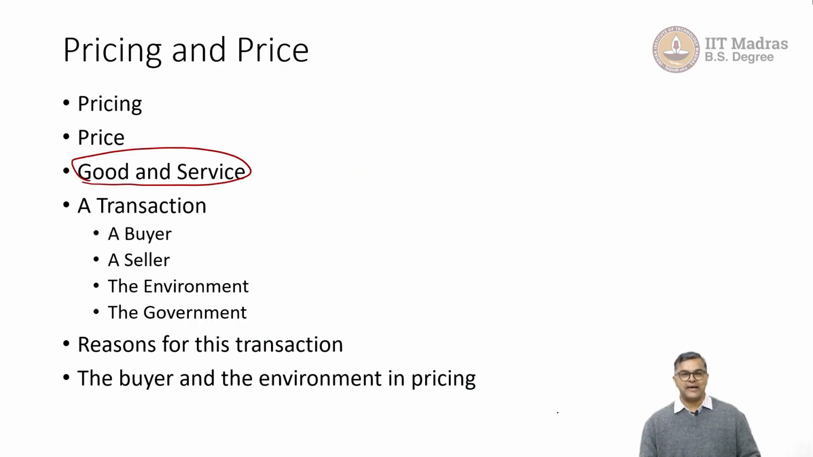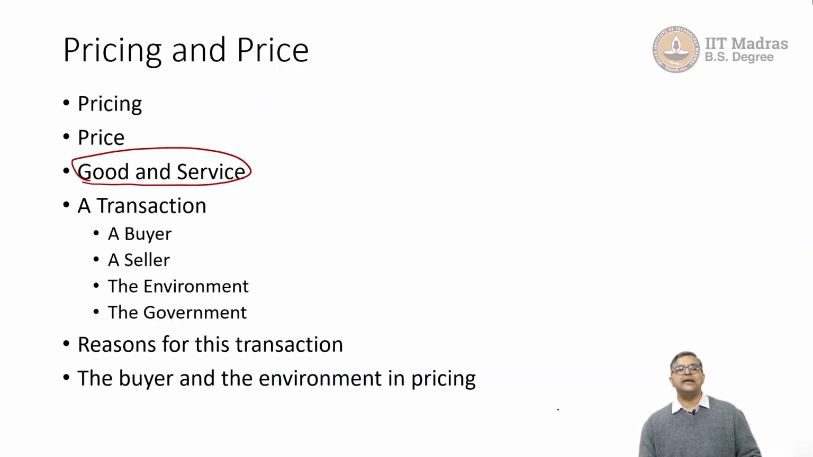Another thing that we see, price is important for transaction, and a transaction has 4 things. 2 are obvious, there is a buyer who is buying and there is a seller who is selling. Without them a transaction cannot take place, it is a two-sided thing. But we should also keep in mind that there is another important thing for any transaction, the environment in which this transaction is taking place.